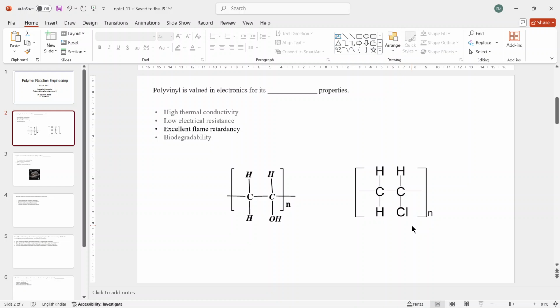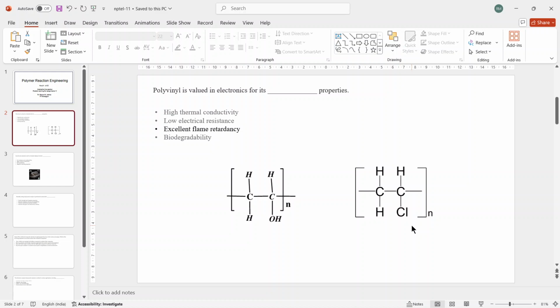So in electronics, what kind of properties are we looking for? High thermal conductivity is definitely not one of them, because in electrical circuits the temperature already rises very high, and we do not want that heat to get conducted and passed on to any neighboring circuits. Next we have low electrical resistance. Low electrical resistance can again cause problems, because the electrical conduction between individual circuitry on the board itself can cause flame issues. And the third is excellent flame retardancy.